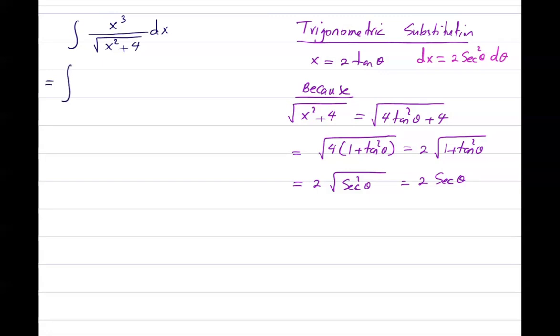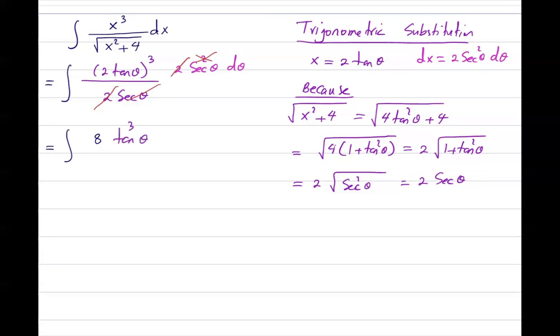On the numerator, we have 2 tangent theta to the third, and dx can be written as 2 secant squared of theta d theta. And down here on the denominator, I showed you this is nothing but 2 secant theta. So if you simplify this further, you can cancel out 2 and 2. You can get rid of one of the secants here. So your integral is the integral of 8 tangent to the third of theta times secant theta d theta.